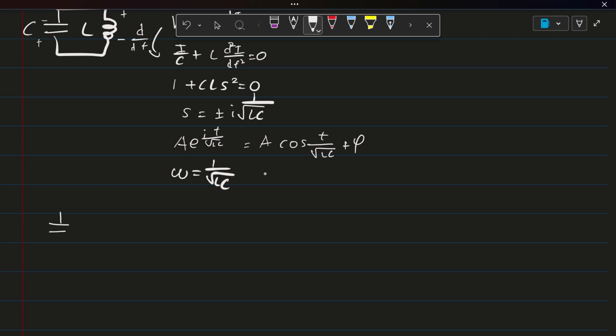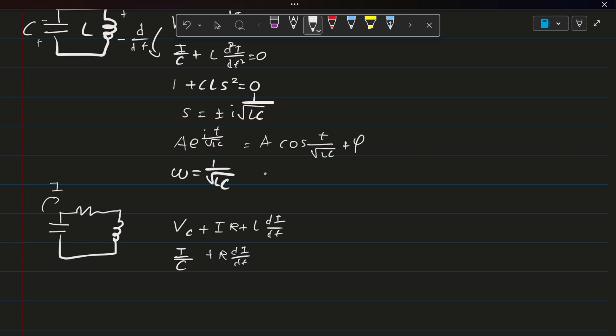So instead of only having an LC circuit, we could do RLC. So it's something like this. And we'll do the same computation as before. So we could just put, let's say, this current to be I. We'll do Kirchhoff's law. It's VC plus IR plus L dI over dt. It turns out this is the integral of I over C plus R dI over dt plus L d squared I over dt squared equals 0.